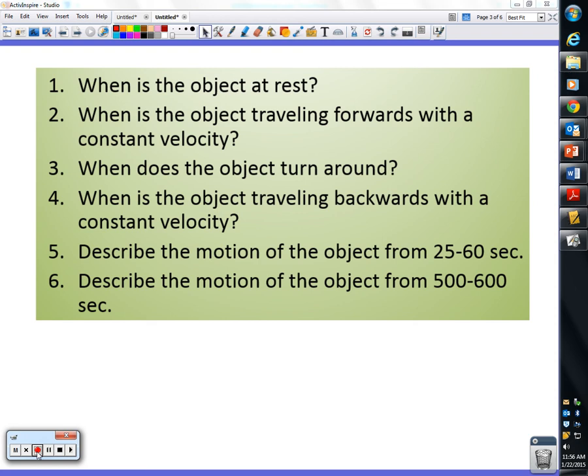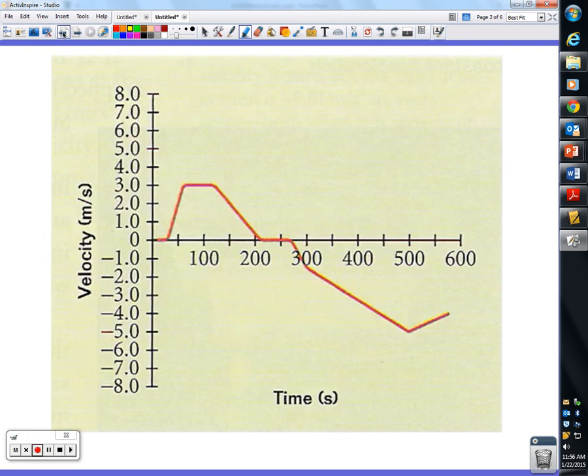All right, let's discuss. First question states, when is the object at rest? On this graph, what represents rest? What does the velocity have to be in order for the object to be at rest?